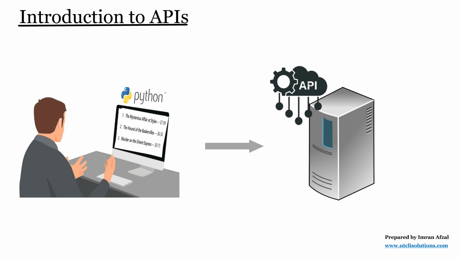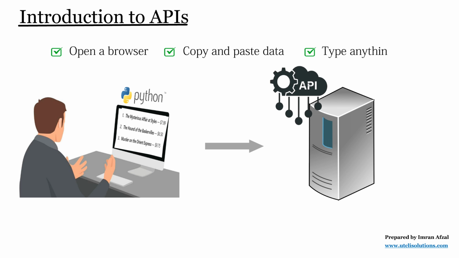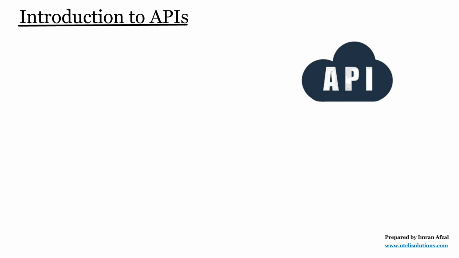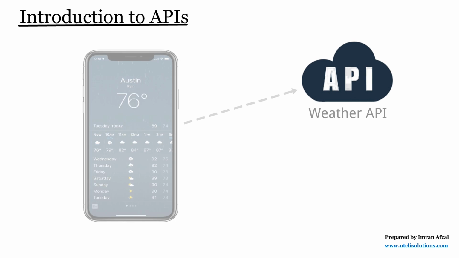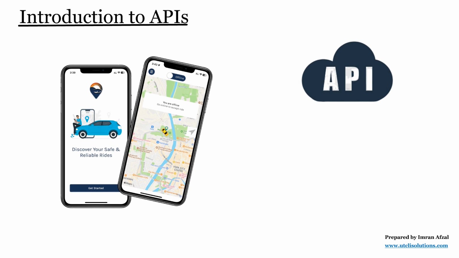You didn't have to open a browser, copy and paste data, or type anything manually. The Python program did all the work in just a few seconds. But APIs are not just limited to books. APIs are everywhere. If you use a weather app that shows real-time updates, it's likely using a weather API. If you use a ride-sharing app, it might be using a map API to show you where the cars are.